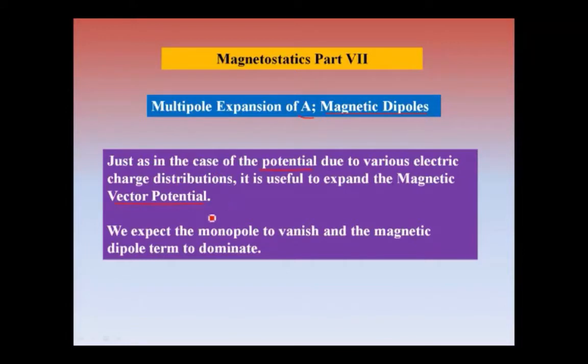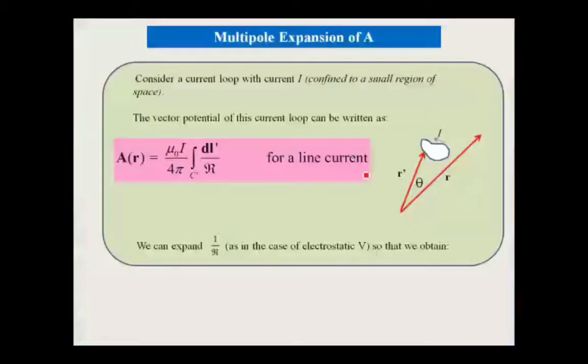When we do that, we expect the monopole term to vanish and the magnetic dipole term, which is the first non-zero term, to dominate. So here's a current loop that has current I passing through it. We'll consider this to be confined in space. One way to do that is just get far enough away from it so that it looks very small.